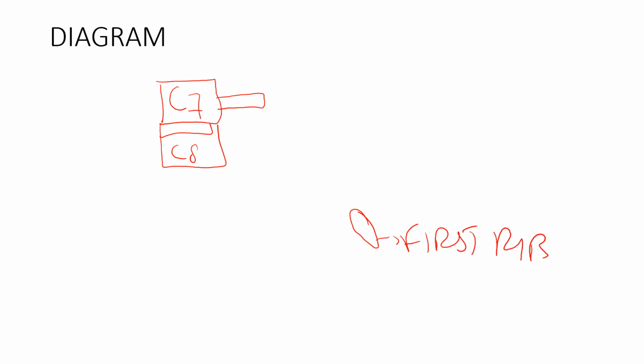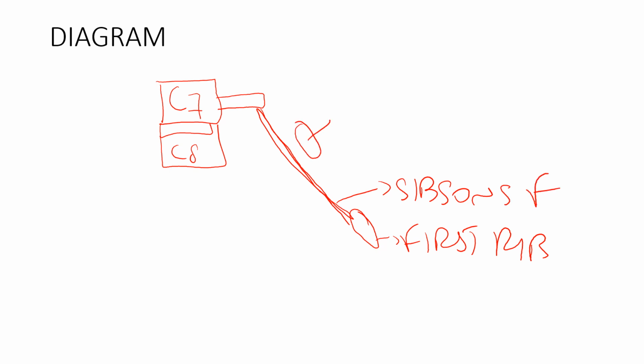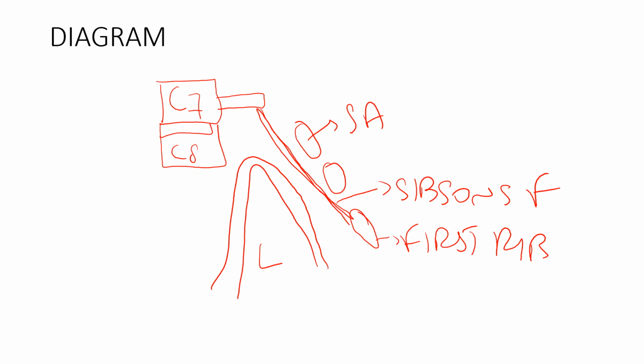First you will draw the C7 vertebra. You will draw the transverse process. This is the intervertebral disc, followed by the C8 vertebra. You draw the first rib here. This is the first rib. Then the membrane attaching these two is nothing but our Sibson's fascia. Anteriorly you have the subclavian artery and subclavian vein. Then we have the lungs. This is the lung, surrounded by the cervical pleura. This is the cervical pleura. So this diagram should be drawn for this question.